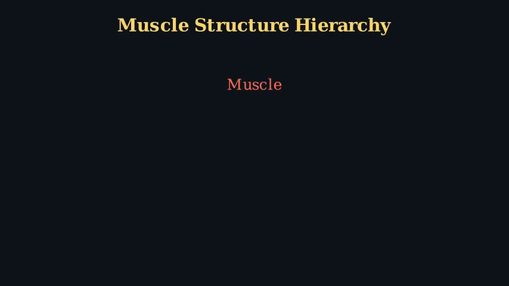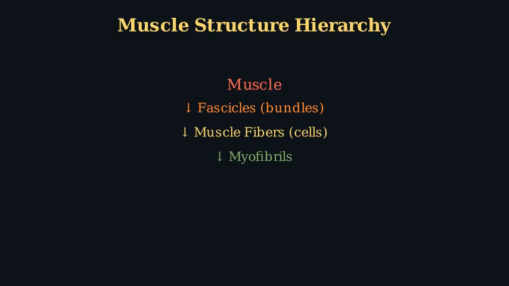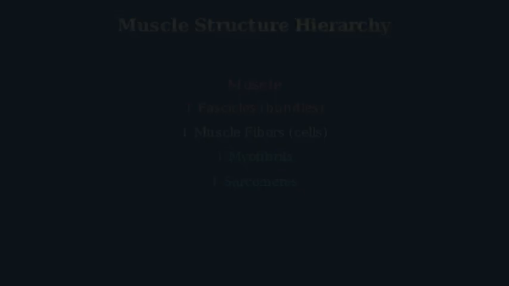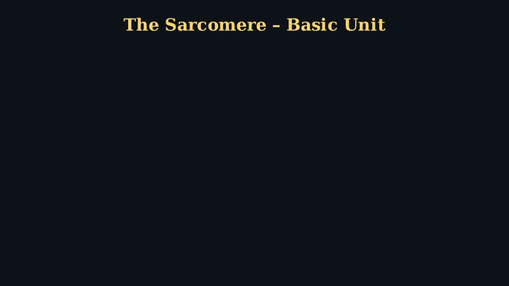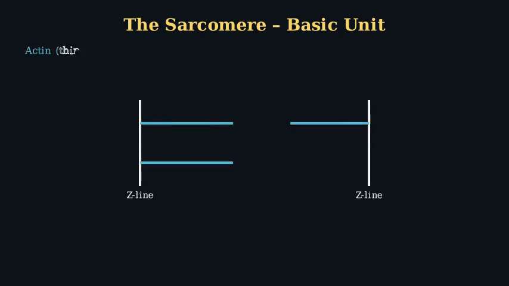A whole muscle is made of bundles called fascicles. Each fascicle contains many muscle fibers, which are the actual muscle cells. Inside each muscle fiber are myofibrils. Myofibrils are made of repeating units called sarcomeres. The sarcomere is the basic functional unit of muscle contraction.